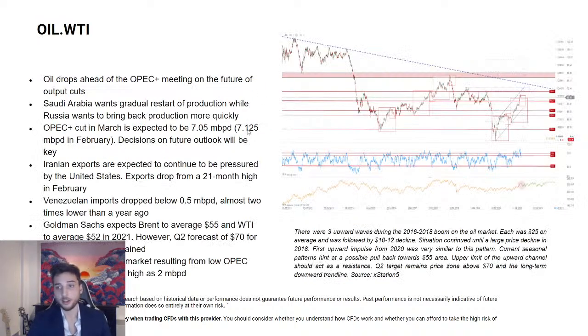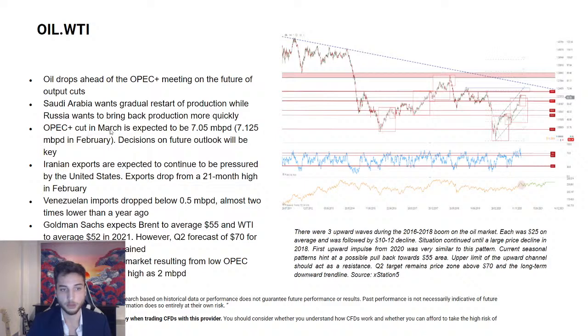Main event of today, we saw oil. So I have some news for you for the oil OPEC meeting today, but let's talk about this, and then I'll mention the news that we've gotten just recently, actually just a few minutes ago. Oil dropped ahead of the OPEC meeting on the future of output cuts. Saudi Arabia wants the gradual restart of production, while Russia wants to bring back production more quickly.